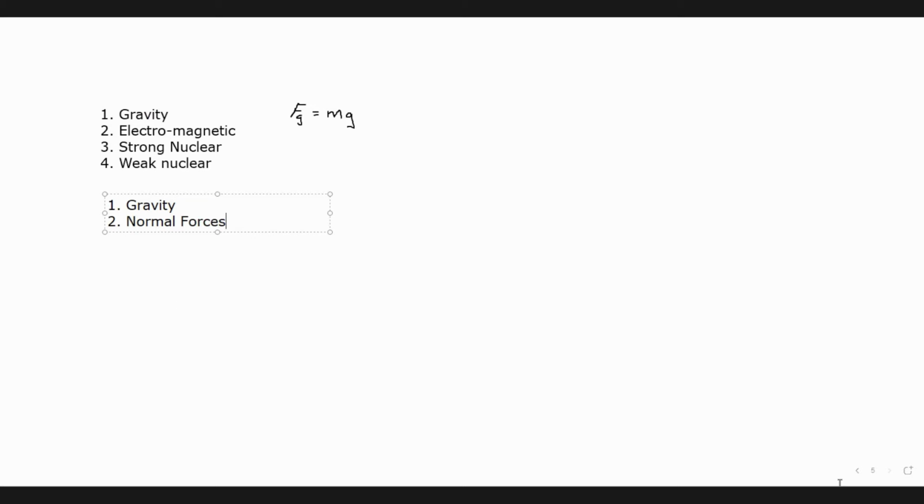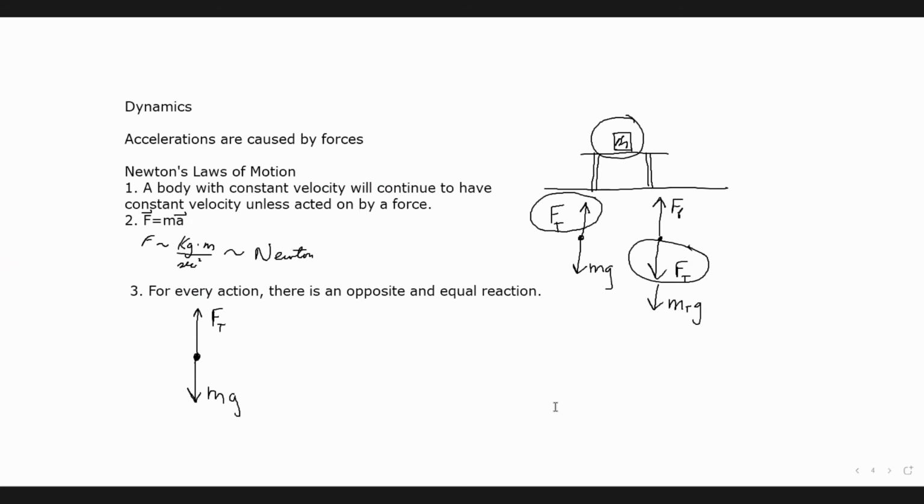So in this example, the table pushing up on the book is a normal force on the book because it's at right angles to the surface. And the force of the book pushing down on the table is also a normal force. It's at right angles to the table.